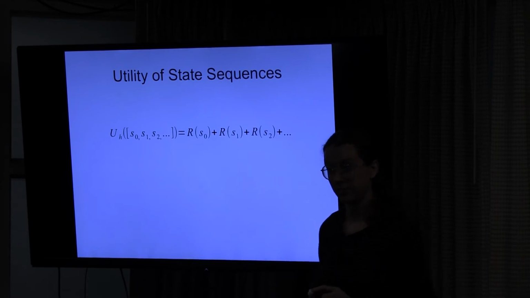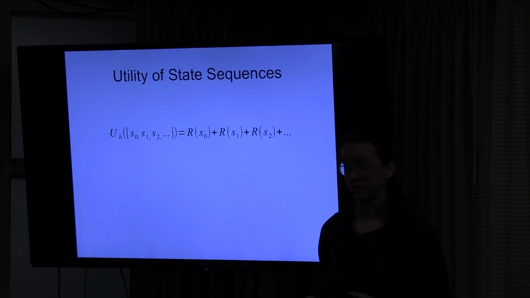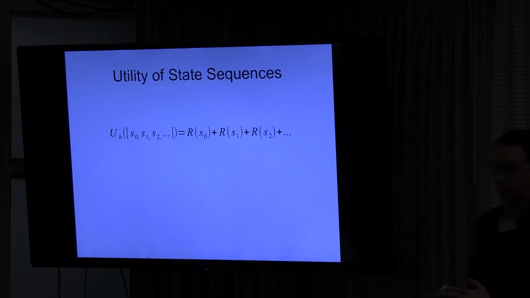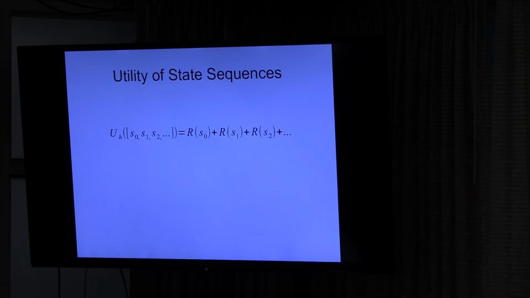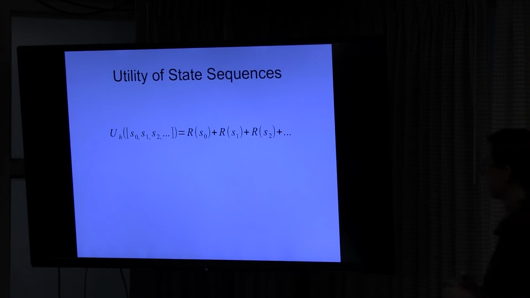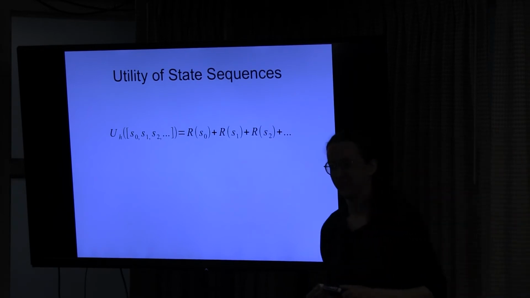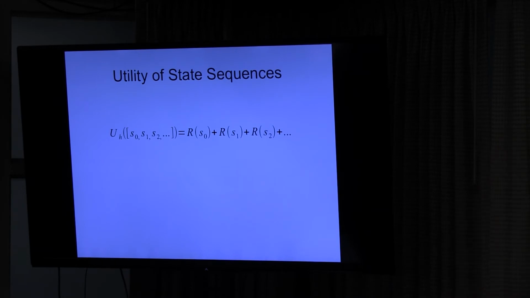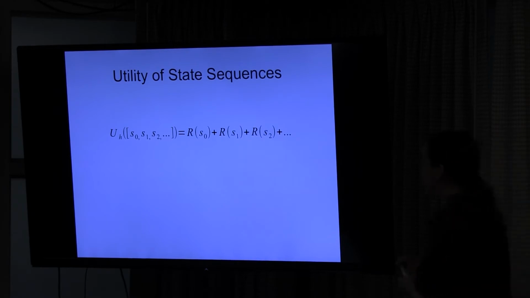One issue you might have for certain problems is that you prefer or care more about stuff that happens at the beginning or stuff that happens at the end. Exactly. You could use R of S0 plus R of S1 squared plus R of S2 cubed or something like that to weight one end or the other. Exactly. So why would you not just factor that into your reward function then? Because it might be relative.